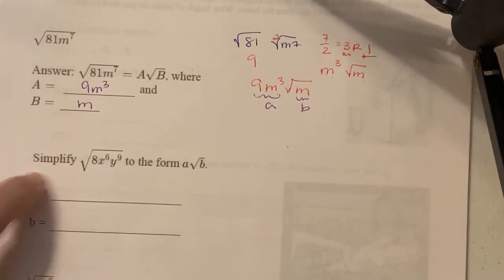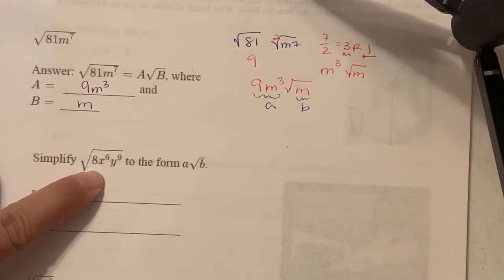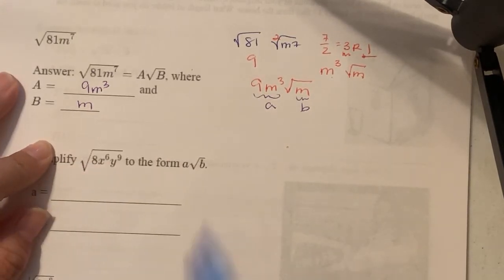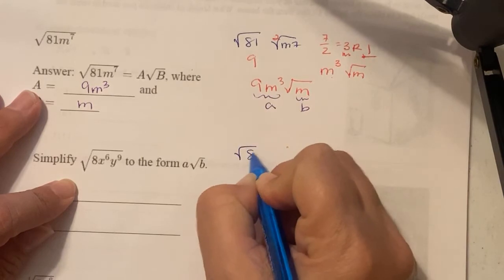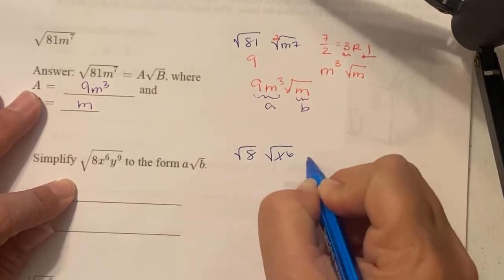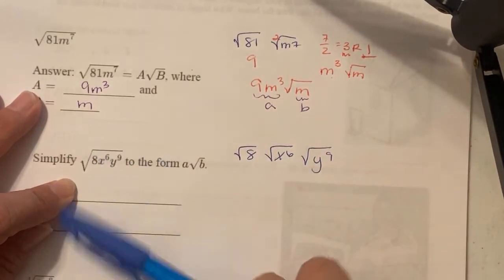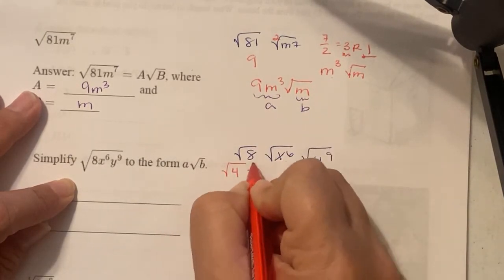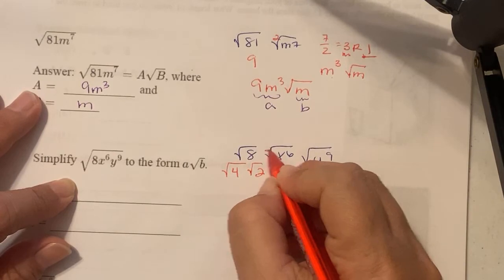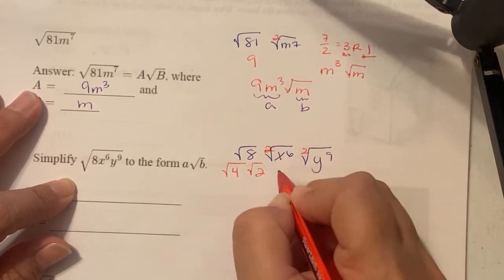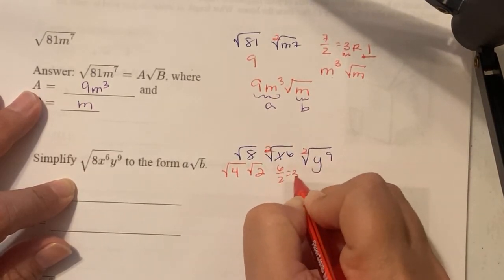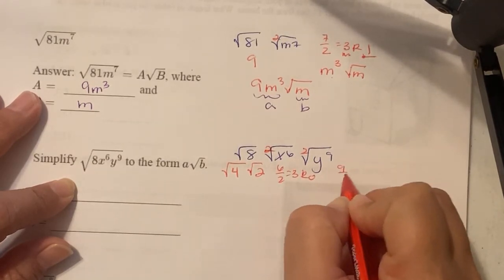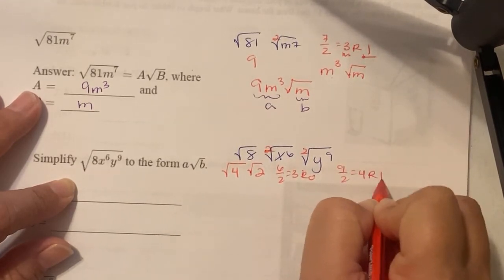On the next example, it says square root of 8, x to the 6th, y to the 9th. So I'm going to separate every single piece. Square root of 8, square root of x to the 6th, square root of y to the 9th. 8 is actually the square root of 4 times the square root of 2. If you're looking at your variables, you're dividing by 2, so 6 divided by 2 means 3 pieces came out with a remainder of 0. And then 9 divided by 2 is 4 pieces with a remainder of 1.